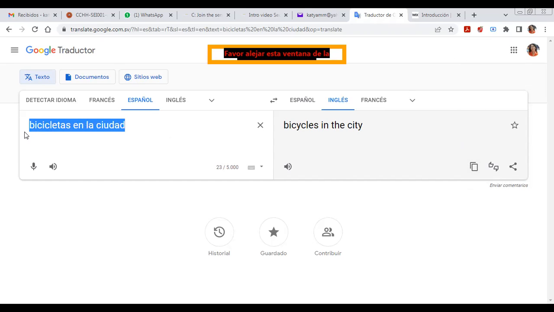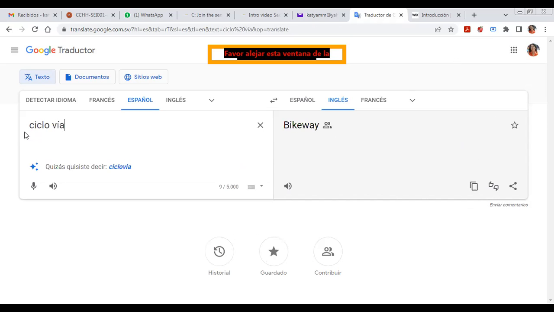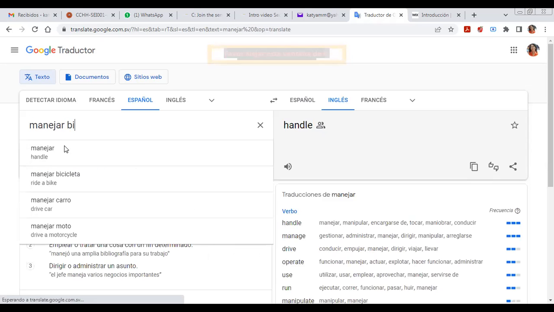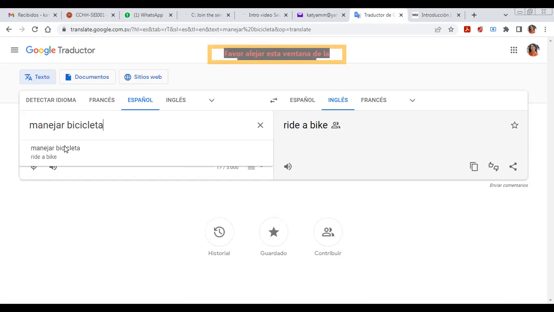Ciclovía. There isn't ciclo. Bikeway. Yeah, there are not bikeways in my city. But there are not a lot of cars in my city, and it's possible to cycle or bicycle. How do you say bicicleta? I don't know. Riding a bike in my city is possible, and I consider it's good because you can help the environment.